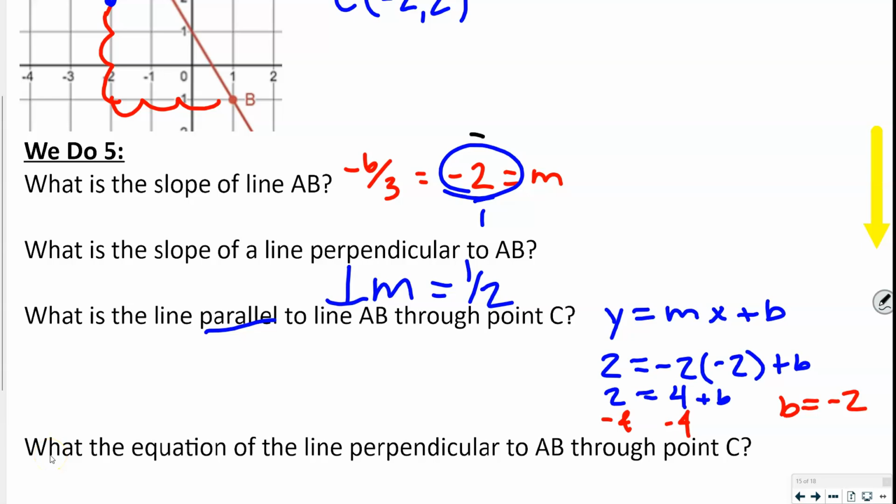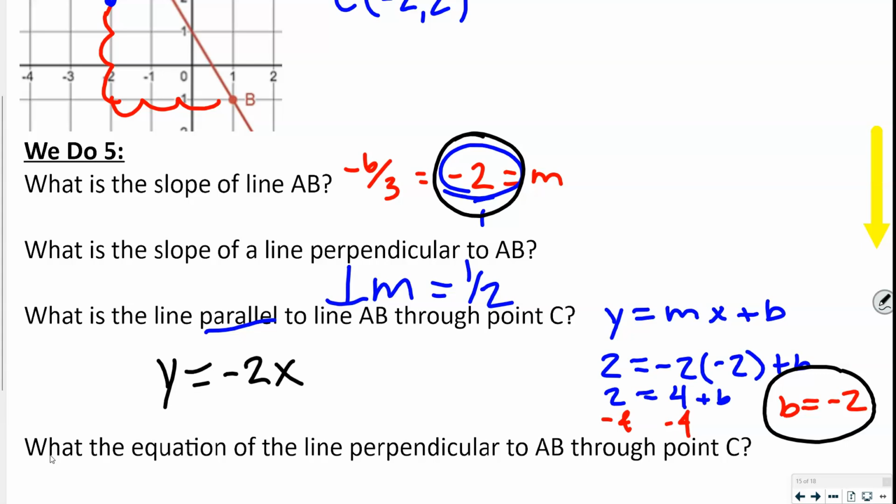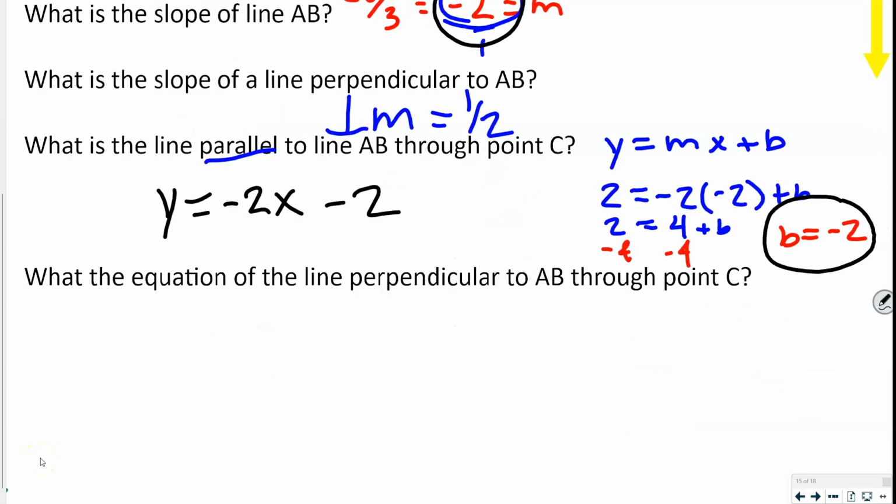So now we're going to plug in our m and our b into our equation. So y is equal to negative 2x minus 2. Okay, so here's our last part. What is the equation of the line perpendicular to AB through point B?